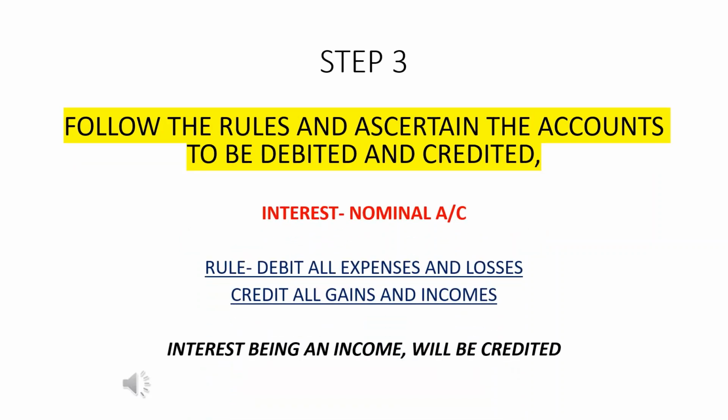Now this is a very important step, where we will ascertain which account is to be debited and which account is to be credited, depending on the nature of accounts. In the previous step, we ascertained that interest is a nominal account, and the rule for nominal account is debit all expenses and losses, credit all gains and income. Here interest is coming into the company. It is received by the organization, so it is an income. According to the rule of nominal account, interest being an income will be credited.